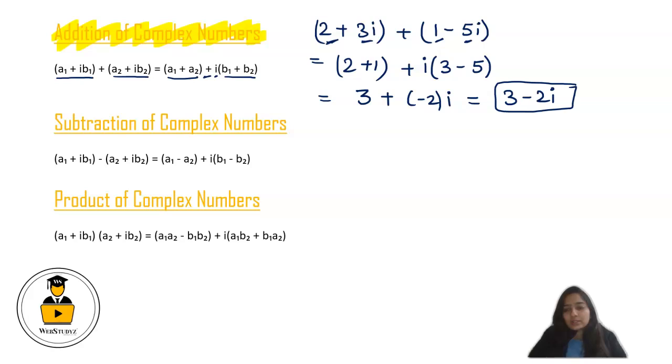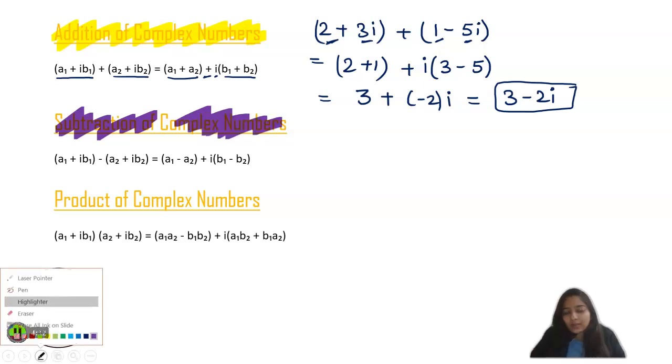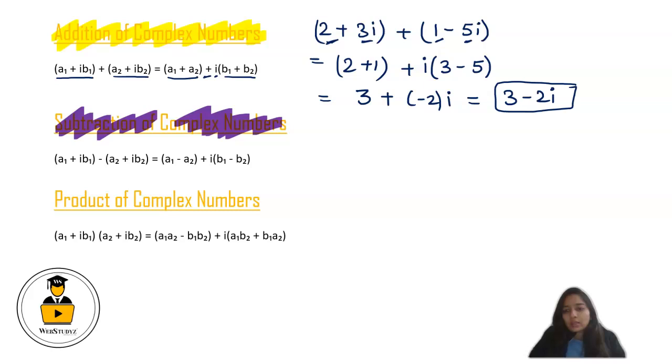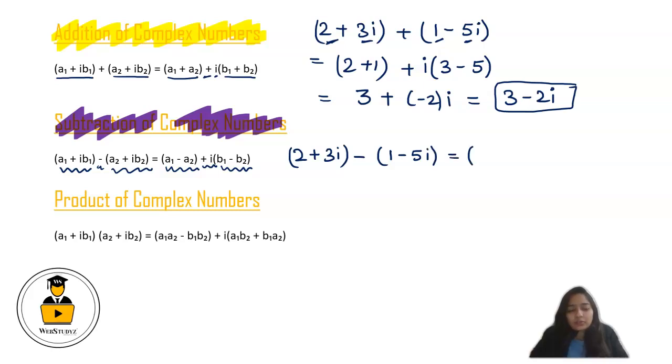Now moving towards the subtraction of complex numbers. Subtraction is similar to addition. In subtraction, we have the first complex number minus the second complex number. So we will subtract the two real parts, plus iota common, and then subtract the two imaginary parts. Taking a similar example, we have 2 plus 3 iota, and if we want to subtract 1 minus 5 iota, this is equal to, first of all, we subtract the real values, that is 2 and 1.